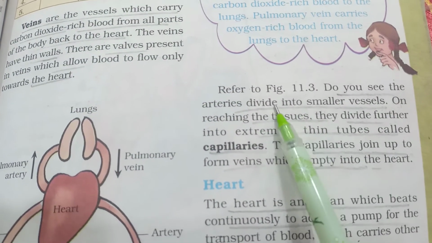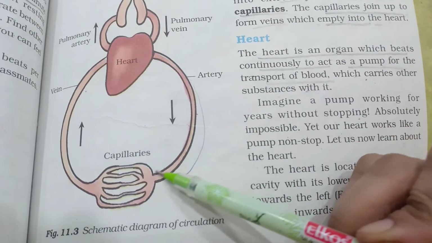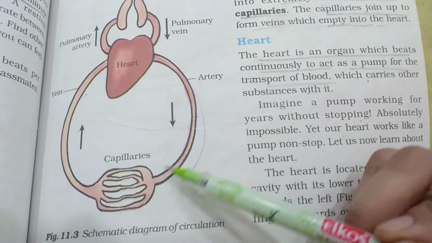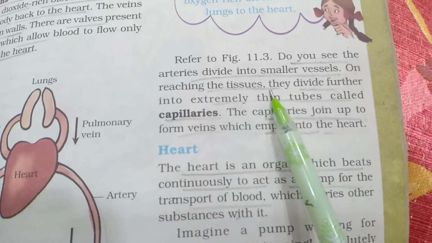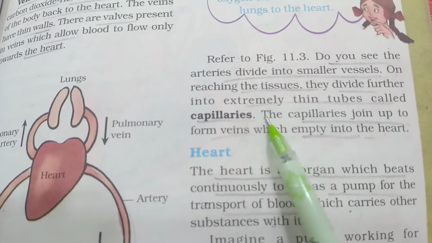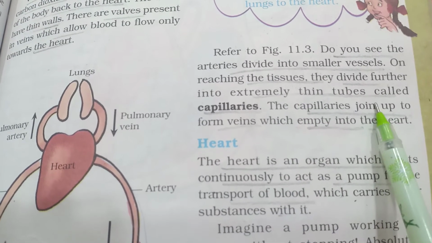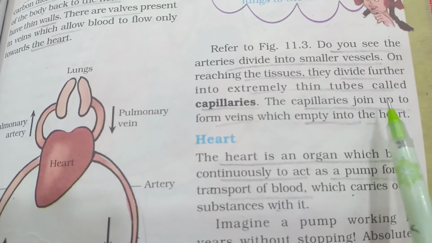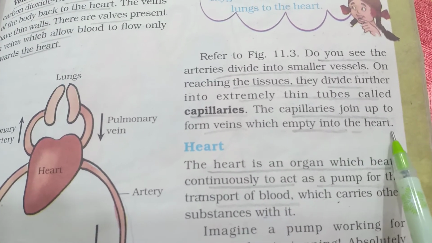Do you see the arteries divide into smaller vessels in this figure? Yes, the arteries are getting divided into smaller vessels and these are further dividing into even smaller ones. On reaching the tissues, they divide further into extremely thin tubes that are called capillaries. So capillaries are basically very thin tubes. Fine. So these capillaries join up to the veins from which they empty into the heart.